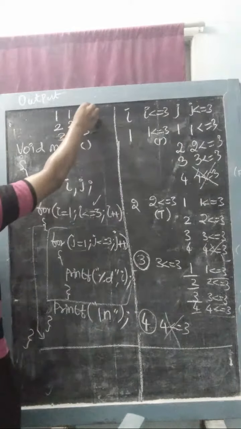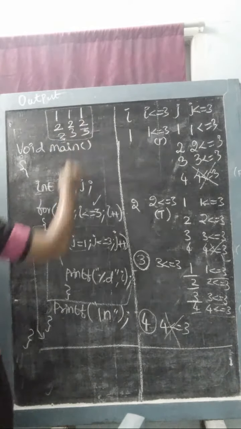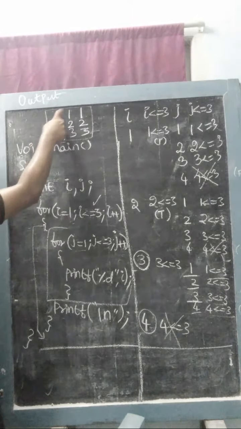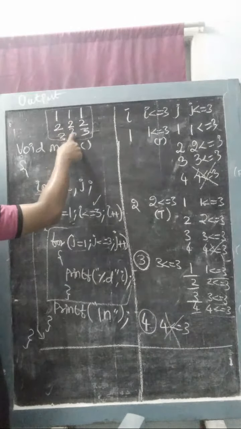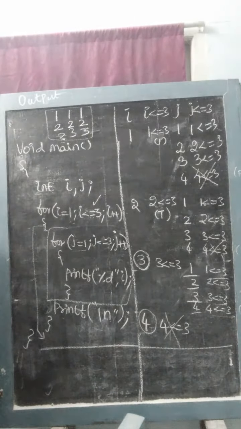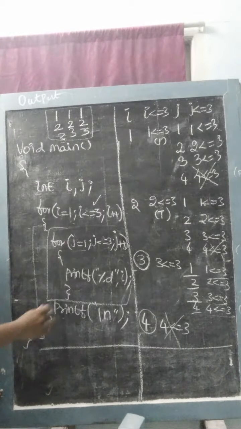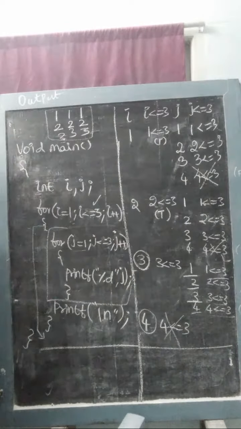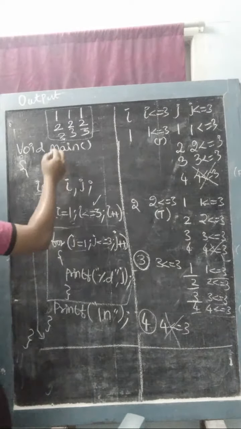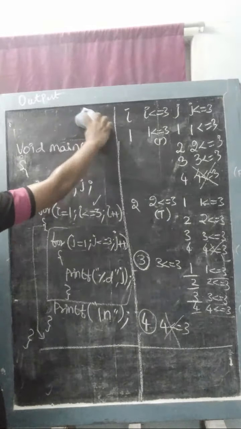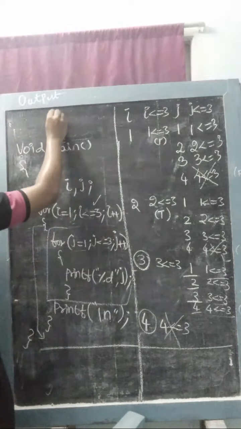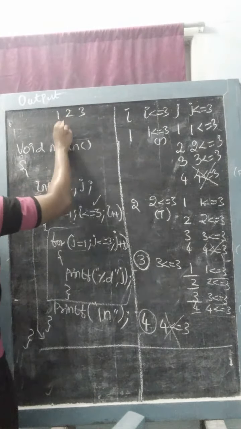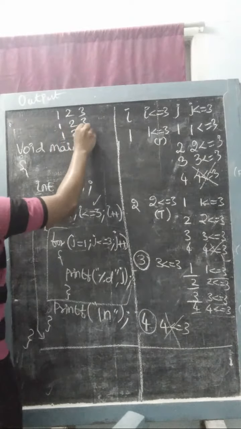So finally we get the output in matrix format: 1, 1, 1, 2, 2, 2, 3, 3, 3. A small change: instead of I, if we print the J value, the output will come like this: 1, 2, 3, 1, 2, 3, 1, 2, 3.